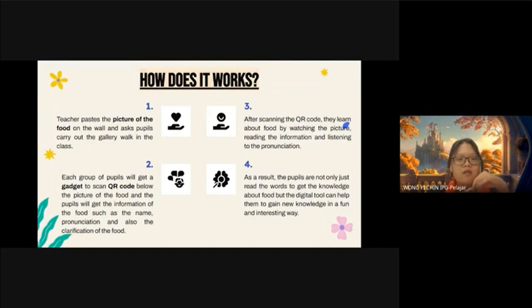Moreover, after scanning the QR code, the pupils will learn about the food through looking at the picture, reading the information, watching the video, and also listening to the pronunciation of the food. As a result, the pupils do not just read the words from the textbook to get the knowledge and vocabulary, but the digital tool can help them to gain new knowledge in a fun and interesting way. So they will not feel bored and they will pay more attention to the class too.